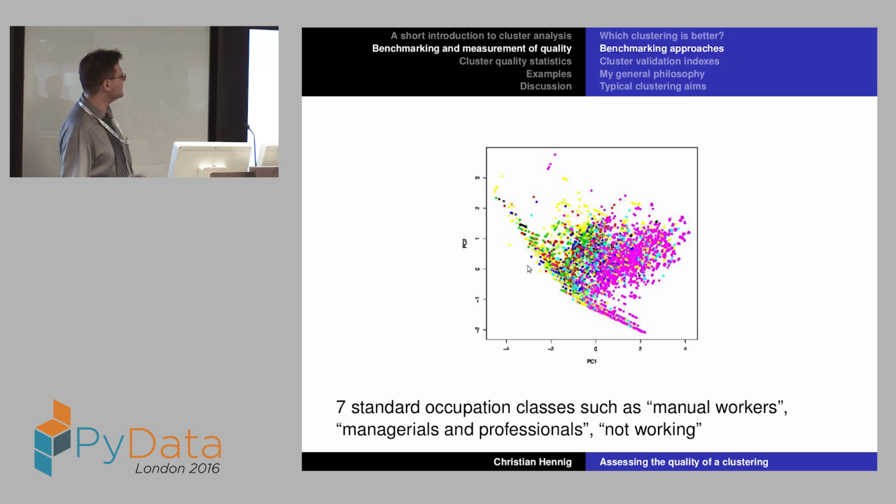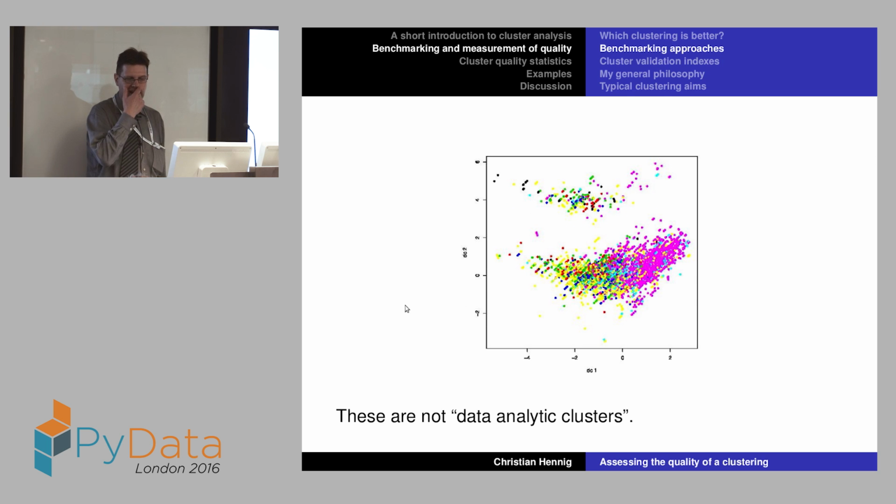Here are the colors. This is how this looks in the principal component plot, and you even can try to find some kind of plot that optimally separates these known classes from each other. Whichever way you look through the data set, you get to the conclusion that these classes are actually not data analytic clusters. They don't look anywhere near what you think a cluster is. They are not well separated, so you cannot expect any clustering method to find them.